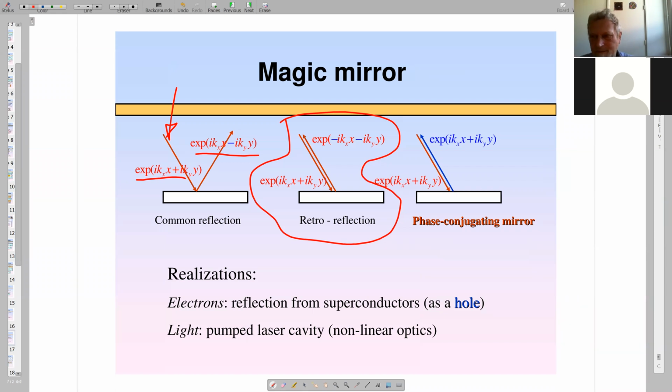That was the question. Where do you see such mirrors? Give an example.